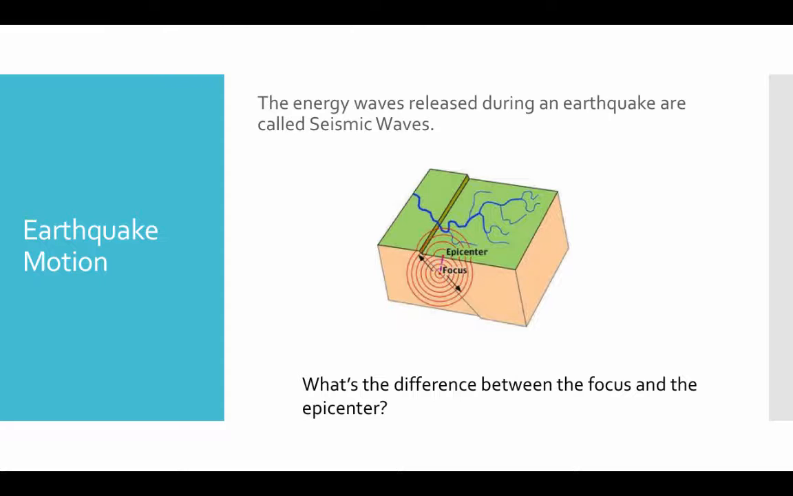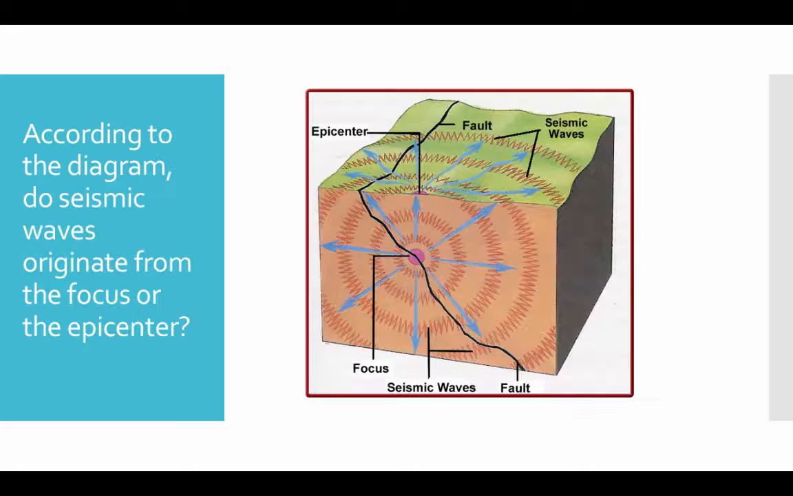One main difference is its location. The focus is located below the ground, while the epicenter is located above the ground. Here's another difference. According to the diagram, do seismic waves originate from the focus or the epicenter? Well, let's look at the diagram. You'll notice that there are blue arrows emanating from the focus. This means that the seismic waves are moving or originating from the focus to the epicenter.